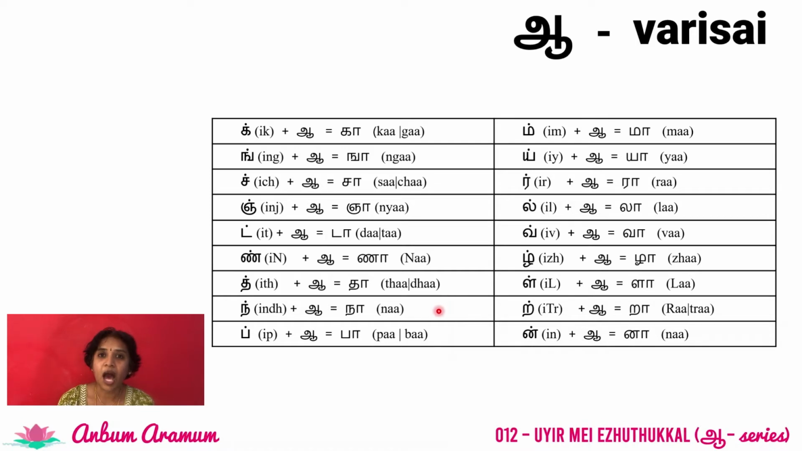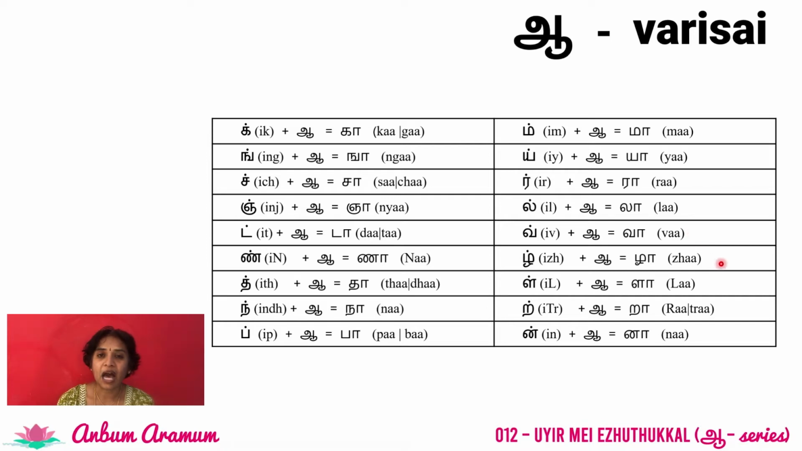Ind plus A is Naa. Ip plus A is Paa or Baa. Im plus A is Maa. Iy plus A is Yaa. Ir plus A is Raa. Il plus A is Laa. This is the tip Il. Iv plus A is Vaa.